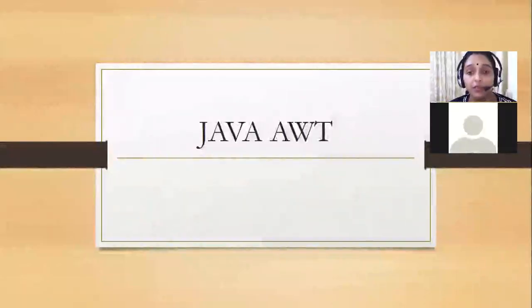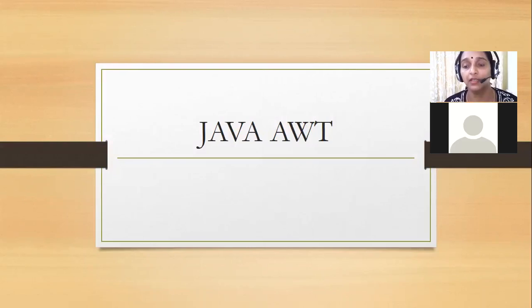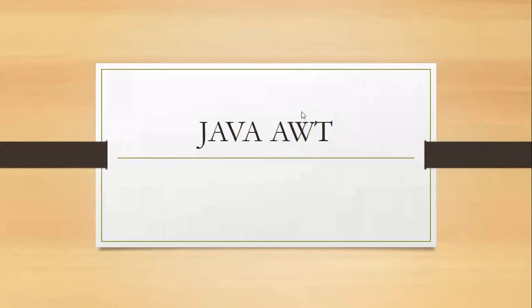So we're starting off with module number 5. In module number 5, you have three parts. One is Java AWT, then you have Java Swing, and even Java Applets. By the time you complete your Java AWT and your Java Swing, parallelly, you should have even completed your project.